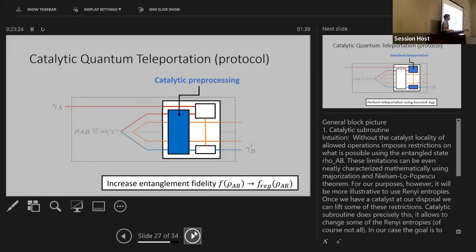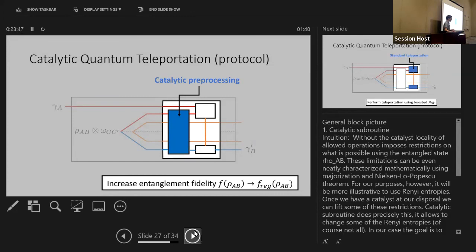Now, I guess this is a question more about, is there something known about getting more entanglement into rho AB if you have, say, multiple copies of rho AB tensor omega CC prime? So basically catalytic distillation of entanglement for rho AB. Do we know something about that? And are we doing something similar or separate from that?